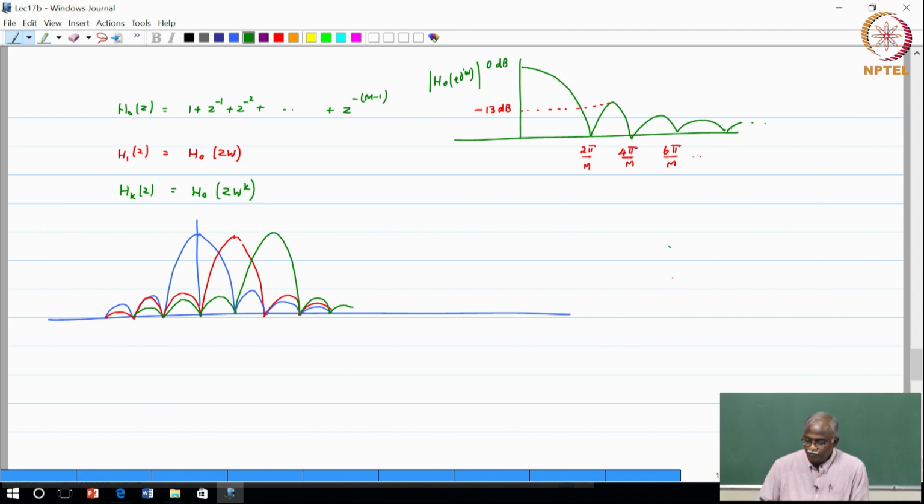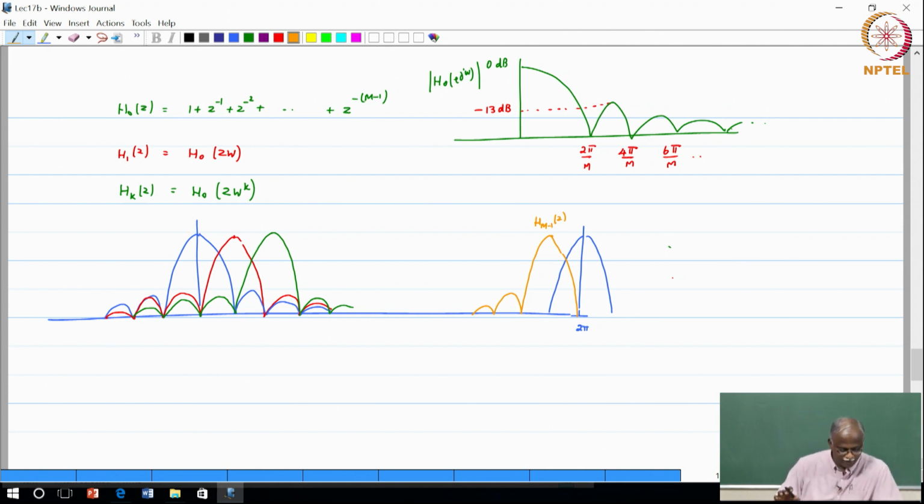So, H of m minus 1, the last filter, I request you to sketch that. So, this will be 2 pi. At 2 pi you will get back the H naught. So, that is present there. H of m minus 1 will be a filter that is just shifted with respect to it. So this is H of m minus 1 of z, these are all shifted versions. So, basically we spanned from 0 to 2 pi with this version.